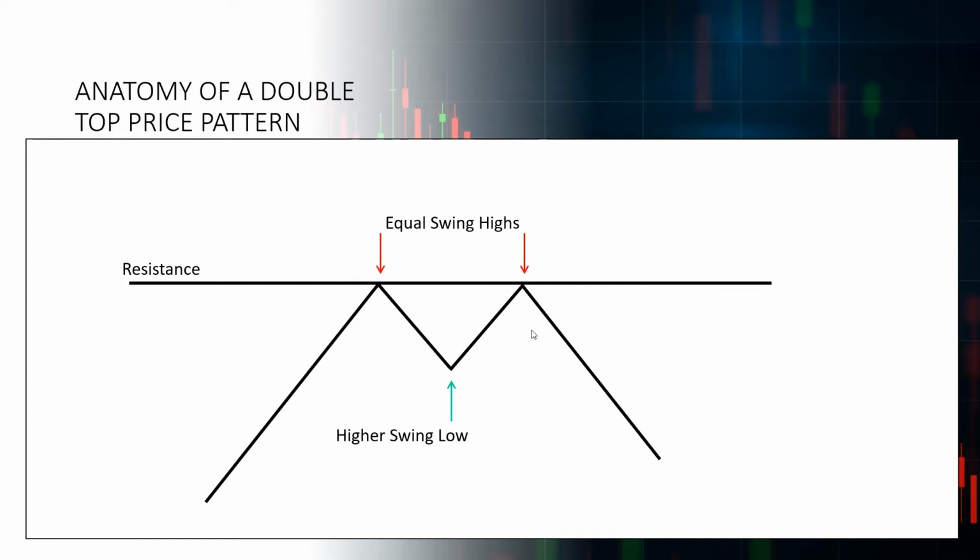Now as well, a double top can form when price is moving up, forms a swing high, pulls back, forms a higher swing low, and then price comes up and puts in an equal swing high before again forming a double top pattern and declining. Now as I said before, the pattern's more effective when the swing low in the middle is a lower swing low, but you can get a double top with a higher swing low in the middle. Let's now look at entry, stop loss and target.